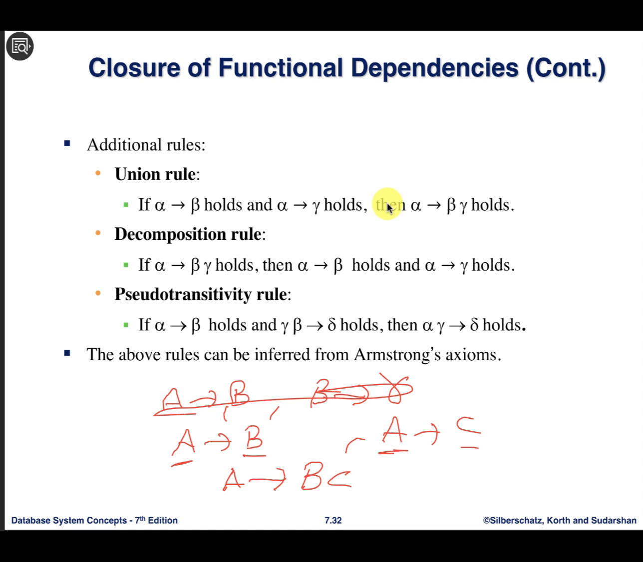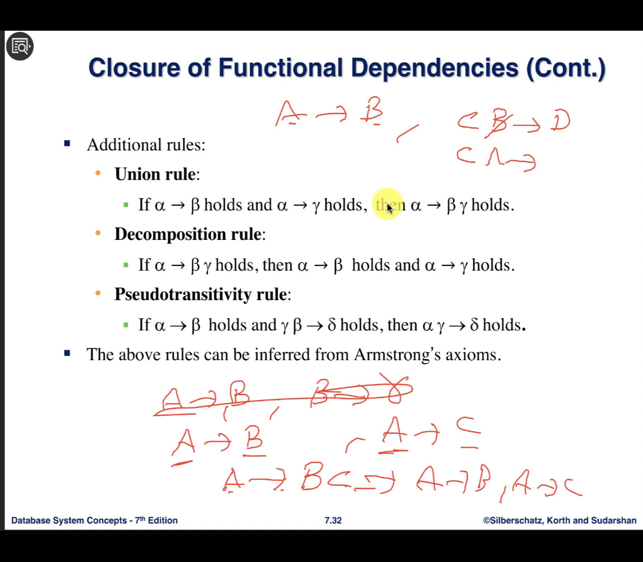The other rule is called decomposition, the opposite of this operation. So you have A determines B, C, and you end up with A determines B and A determines C. Pseudo-transitivity means, for example, you have A determines B, then you have C, B determines D. So A determines B, I can substitute B with A, C, and this is going to end up as C, A determines D in this case.